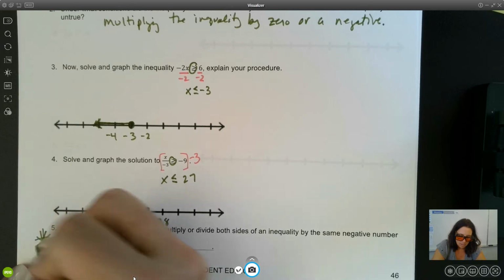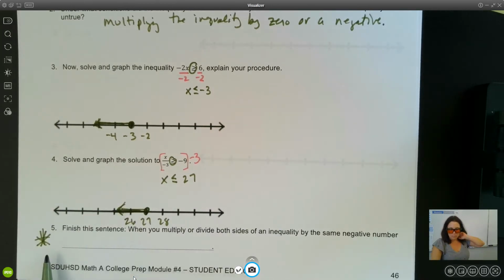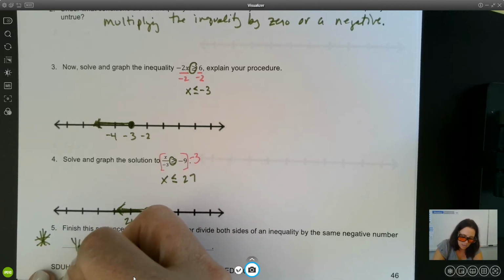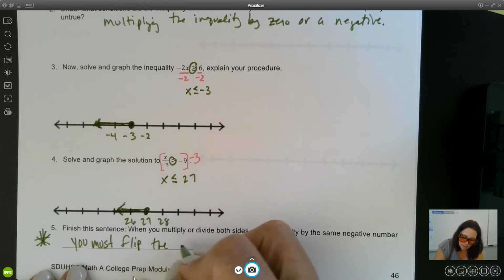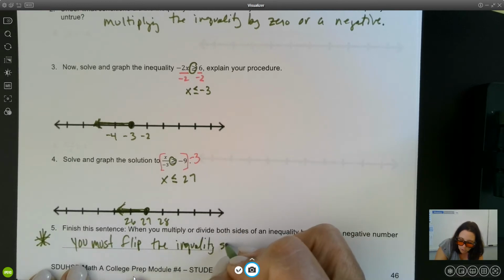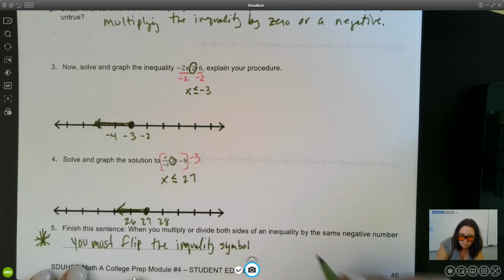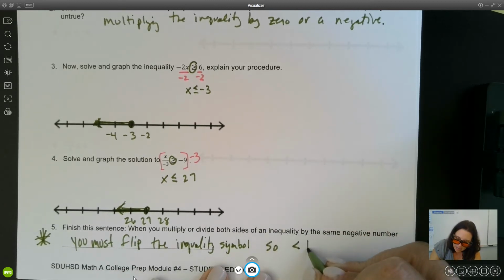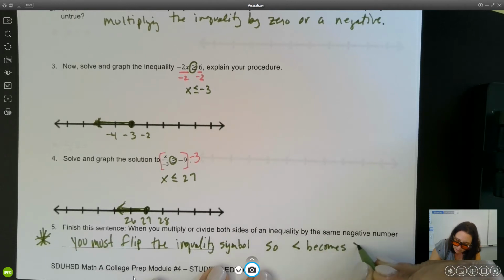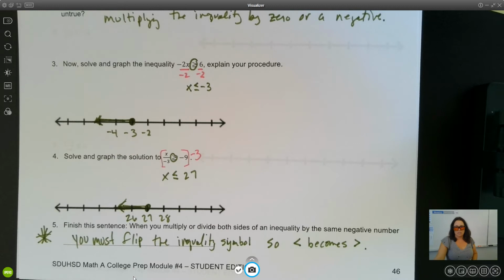This is what I need you to remember. Number 5, finish the sentence. When you multiply or divide both sides of an inequality by the same negative number, you must flip the inequality symbol, sign. So something like that becomes something like that, for example. Okay, so a is less than becomes a is greater than.